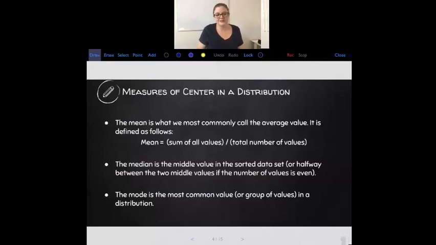Measures of center in a distribution. As a quick review, the mean is what we most commonly call the average. To calculate the mean, you add up all the values and divide by the total number that you have. The median is the middle in a sorted data set. Typically you sort it lowest to highest and find the middle value. If there are 2 in the middle, you take the halfway point between those two, or add them up and divide by 2. And the mode is the most common value or group of values in a distribution.